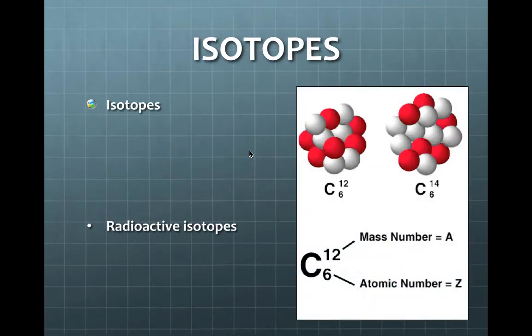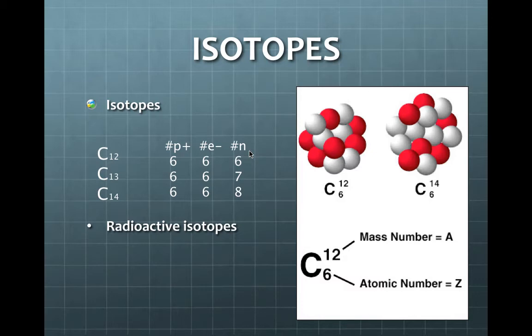All atoms of a given element have the same number of protons, but the number of neutrons can vary. These different forms are called isotopes. An isotope is one of several atomic forms of an element, each containing a different number of neutrons, therefore differing in atomic mass. Carbon has 3 common isotopes, C12, C13, and C14. All have 6 protons.